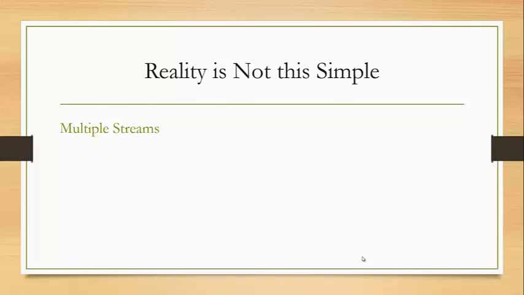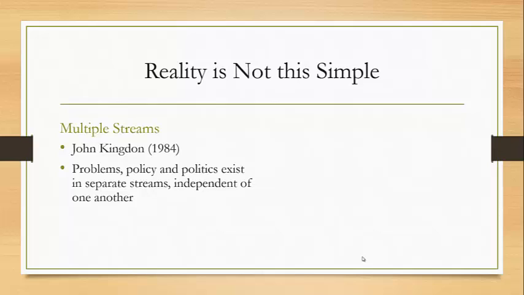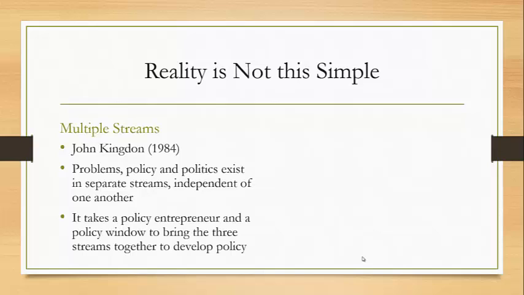So this is a concept that was developed first by John Kingdon. And what he argued is that problems, policy, and politics exist in what he would identify as separate streams. And what he means by that is that they're independent of one another, that problems exist, policy exists, and politics exist all at the same time. And that those things only come together through a policy entrepreneur when there is a policy window that opens. The policy entrepreneur and the policy window bring the three streams together to develop policy.